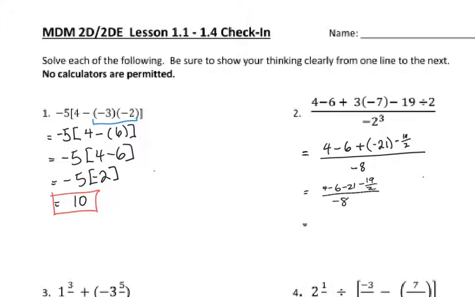So 4 minus 6 is -2, minus 21 is -23, minus 19 over 2 divided by -8. So on the top half of our fraction, we're going to have another fraction, and the common denominator is going to be 2, so we're going to have -46 minus 19 over 2, all divided by -8.